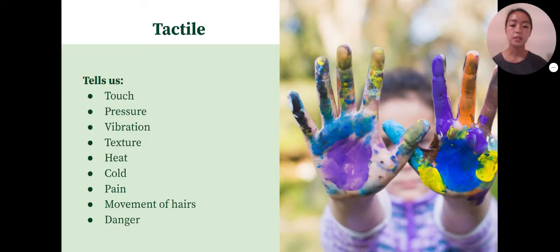The third power system is the tactile system. The tactile system is the largest sensory system and the first sense to form in utero. Not only does it detect touch, but pressure, vibration, texture, heat, cold, pain, and movements of hairs on the skin. It can also detect danger as input is processed in the brainstem, which is the part of our brain that determines whether a stimulus is dangerous, our fight or flight response center.